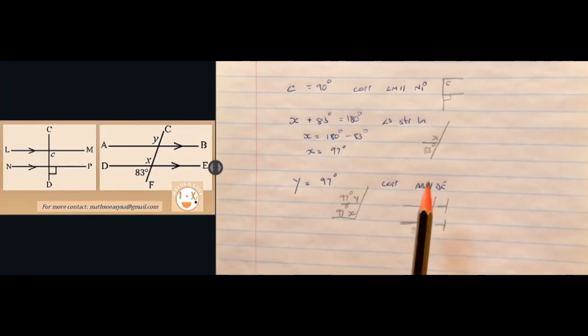Then even here I showed you this is not an F. So you can't simply say X is 83. You need this multiple process before you get to corresponding.